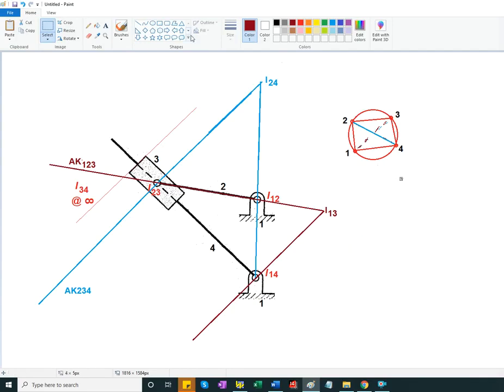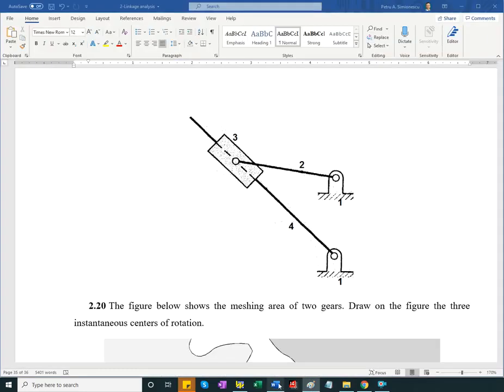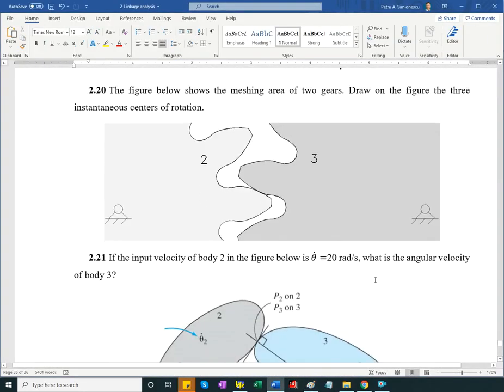So we have all of them. We can make this line solid. Okay, so we've got the 2 missing instant centers, 2 4 and 1 3. All right.